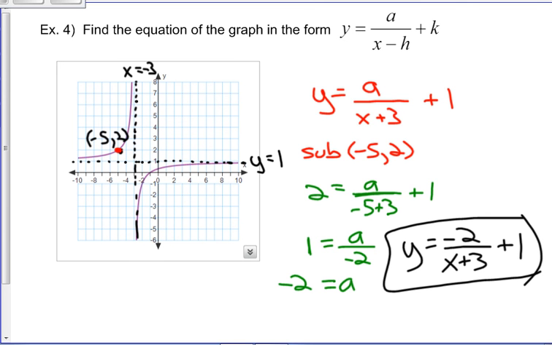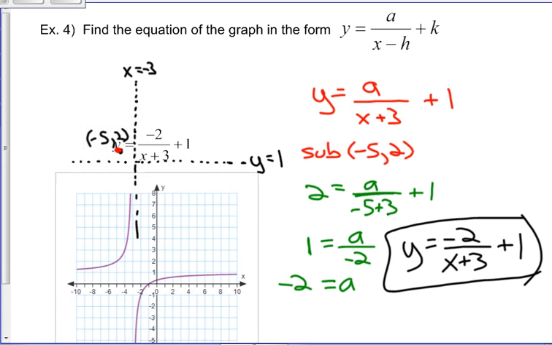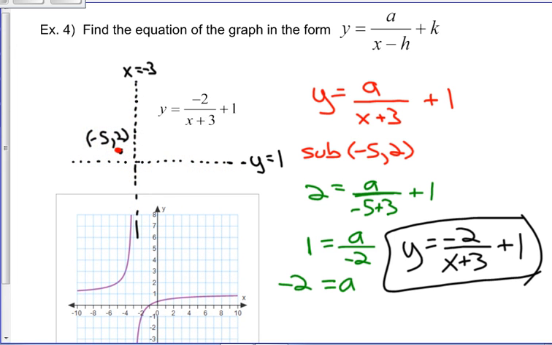Okay, here comes the exciting moment, the big reveal. Is it actually that equation? Oh my gosh, we nailed it. So we got the reflection in there, we got the stretch, and we got the translations.